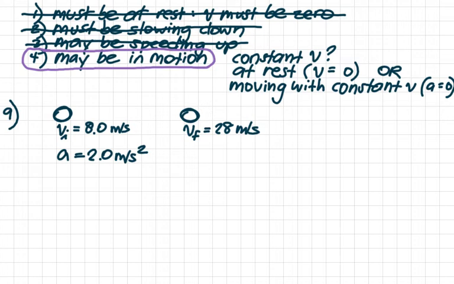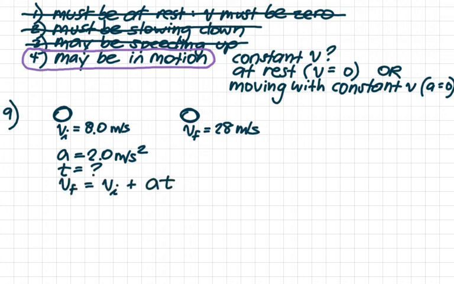All right, it doesn't tell us how far. That's fine. We don't need to know it. You'll see why in a minute. So what are they asking for? They're asking for the time. So I have V initial, V final, and acceleration, and I need time.